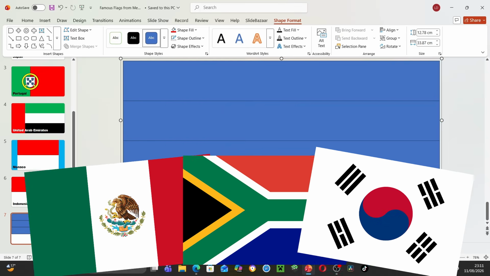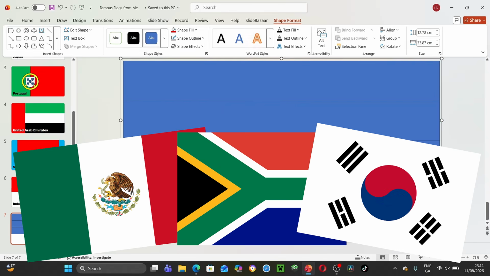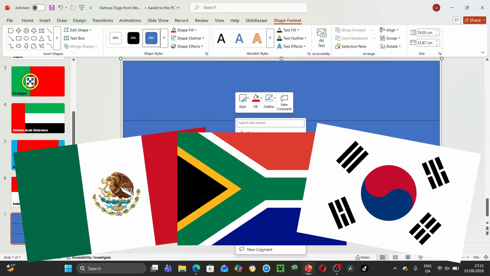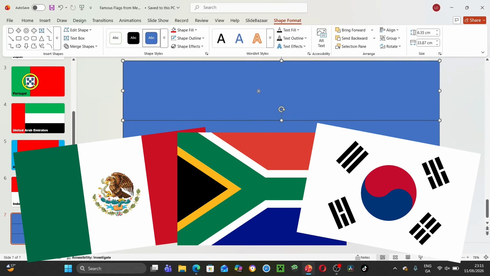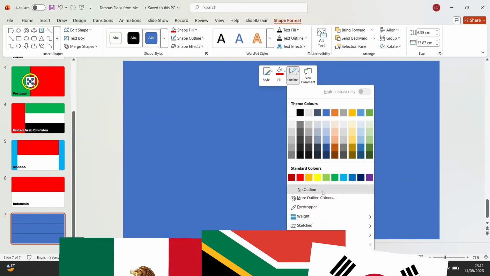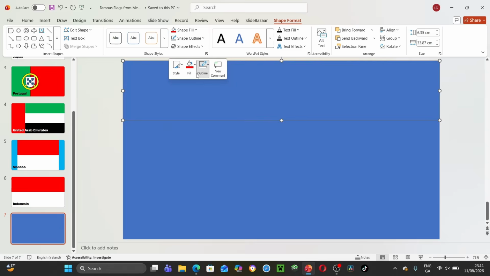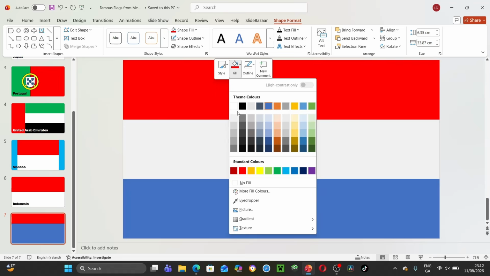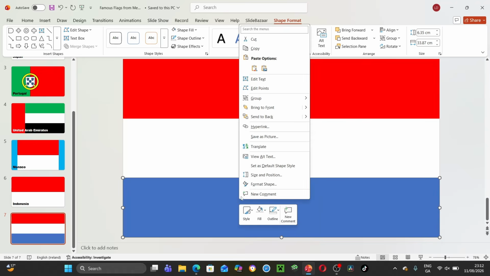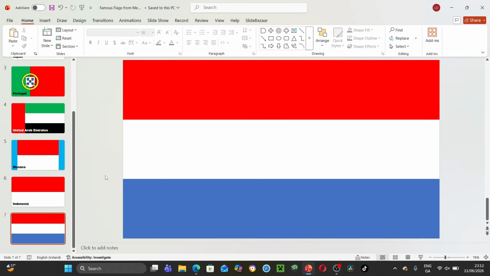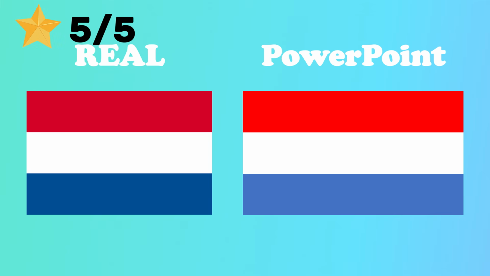Usually, because we still got flags like Mexico, or South Africa, or South Korea, which are still very famous, but are definitely a lot harder to make. However, a lot of the flags do get famous because of how easy they are to make. And as I was talking, don't even need to check, this is the flag of the Netherlands. Yep, an easy 5 out of 5 stars once again.